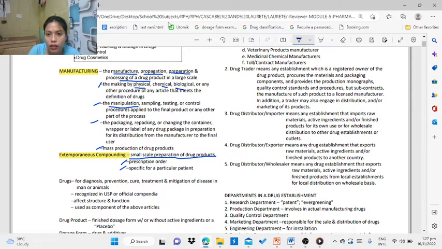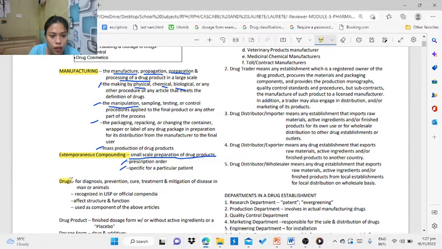So next, what is a drug? Drugs are used for diagnosis, prevention, and mitigating a disease, for humans and for animals. We have a lot of kinds of drugs nowadays. Drugs are also those recognized by the USP, the United States Pharmacopoeia, or the official compendia. And also drugs that are applied to affect the structure and function of the body, and also its components.